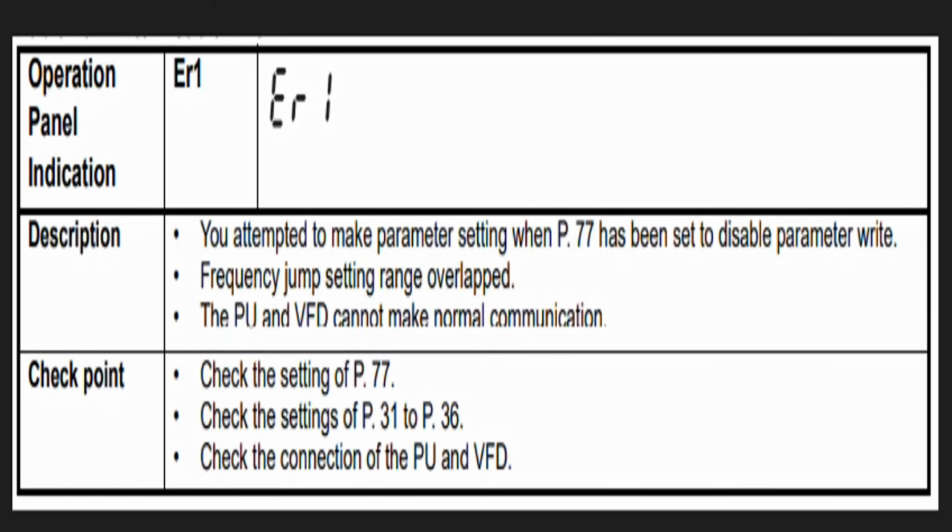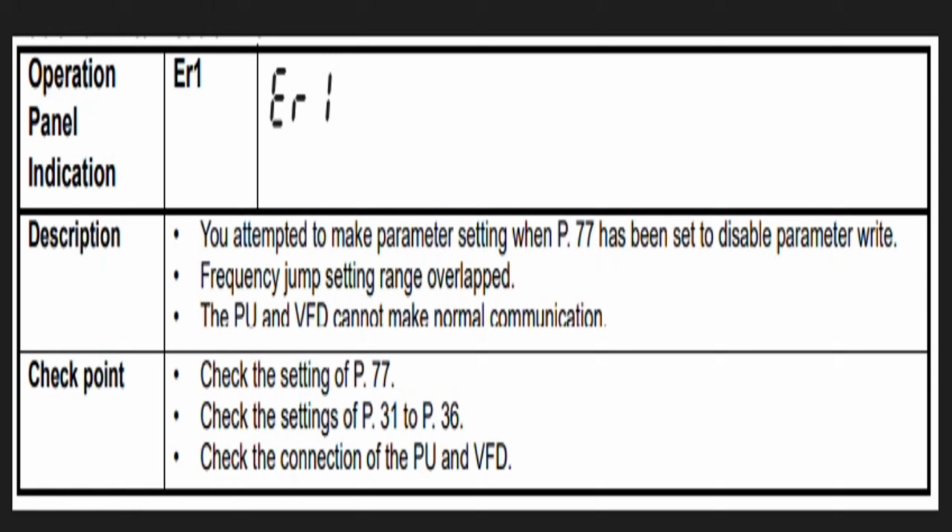One error code, ER.1. It occurs when we attempt to make a parameter setting while P77 is set to disable parameter writing. So it happens when we write parameters while writing is disabled. Other causes are frequency jump parameter setting range overlapping, and that the PU and VFD cannot make normal communication.